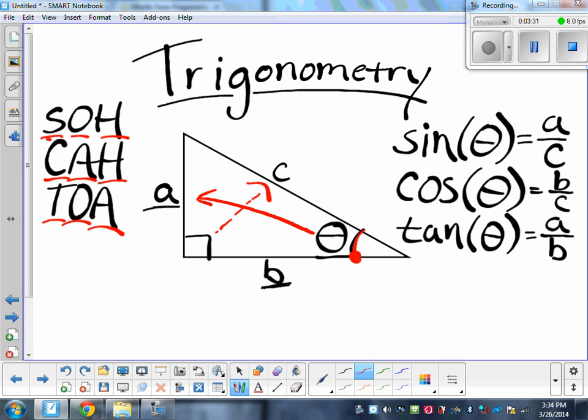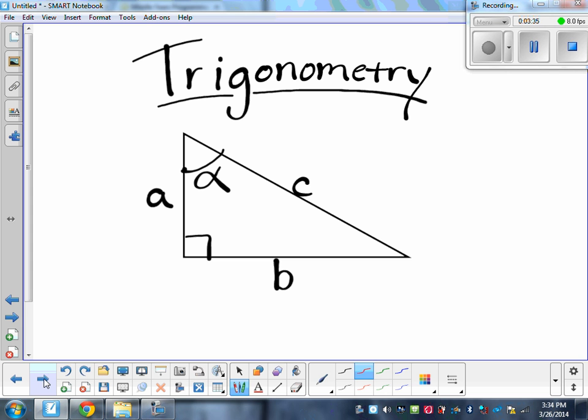Now, it does matter which angle we're talking about. If we were to look at this triangle, but then look at the other angle, which we'll call alpha, which is this symbol up here, it would completely change what side is adjacent to and what side is opposite of the reference angle. So in this case, alpha is adjacent to side A and is opposite of side B.